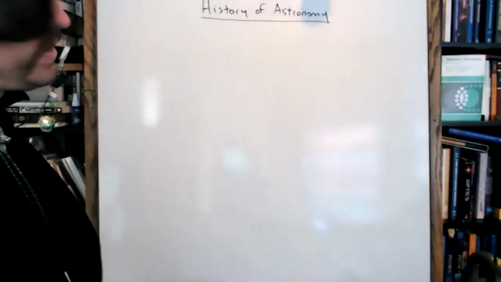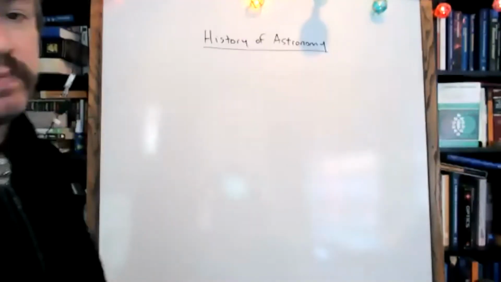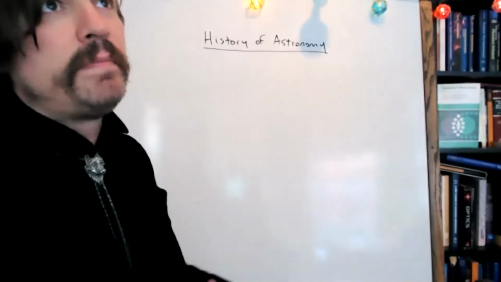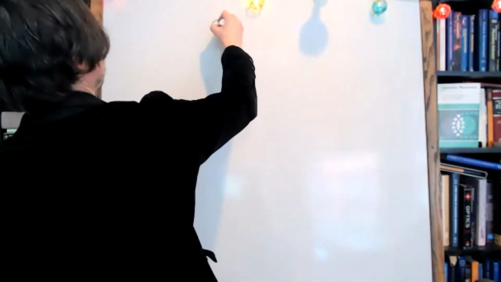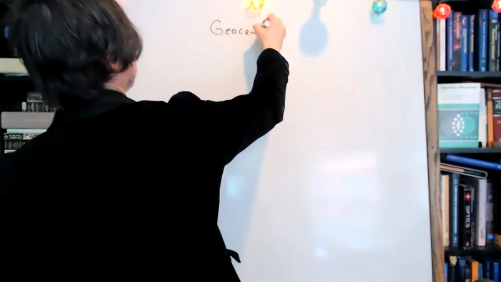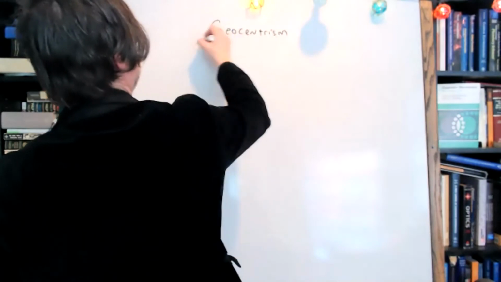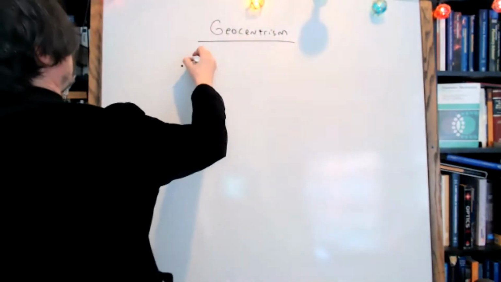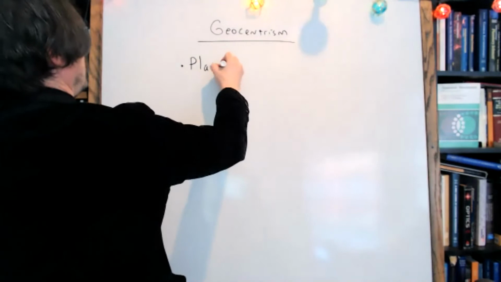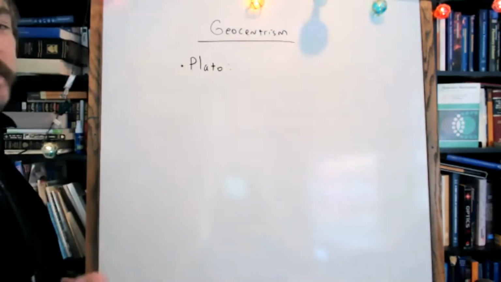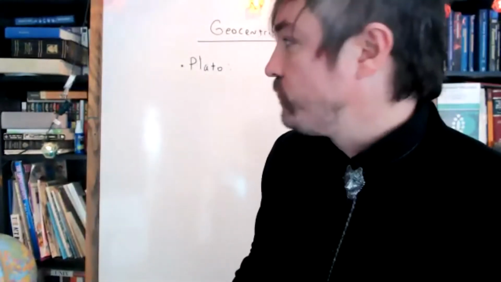Now let's talk a little bit about the model of the solar system that the Greeks came up with and the development of geocentrism. The next philosopher that we're going to talk about is considered by some to be maybe one of the greatest philosophers of all time, Plato.